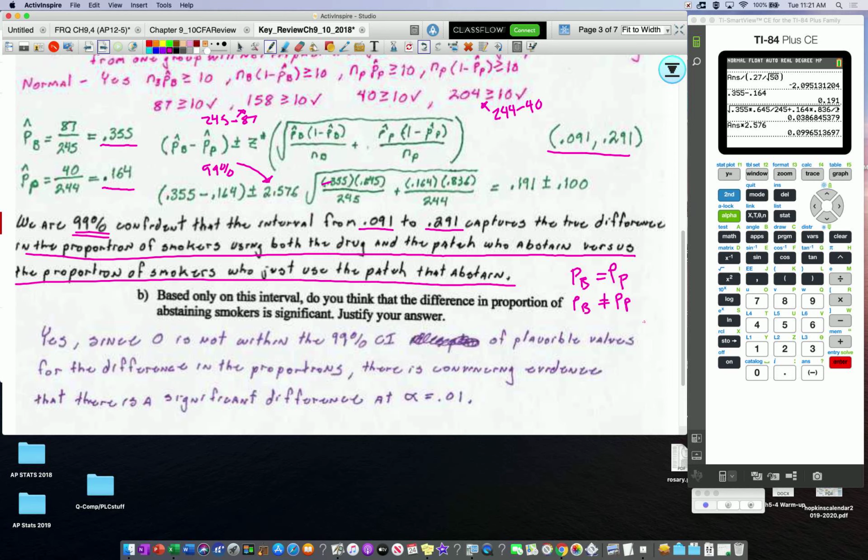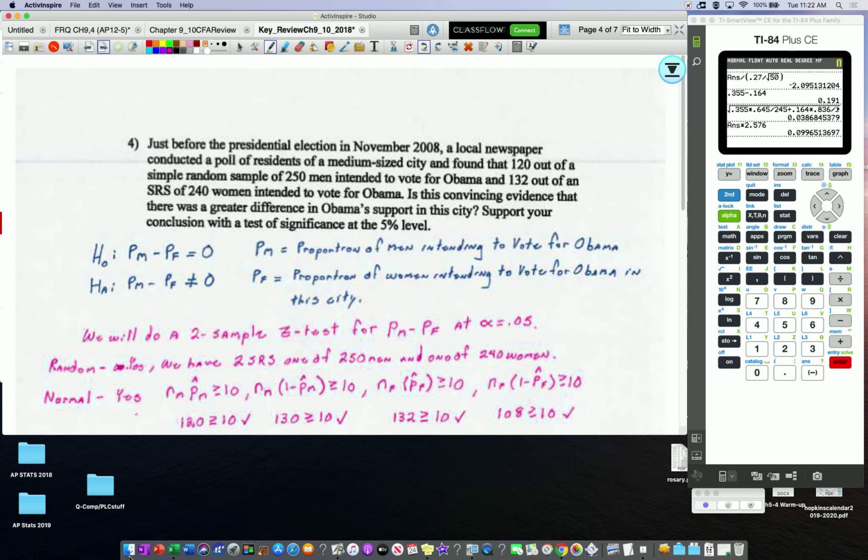If they're not equal to each other, this would be like saying that their difference was equal to 0 versus not equal to 0. So since 0 is not in our interval, it actually gives us evidence to say that there is a significant difference, and it's at the 1% level because 100% minus 99% leaves us 1% in the rejection region. All right, continuing on, number 4.